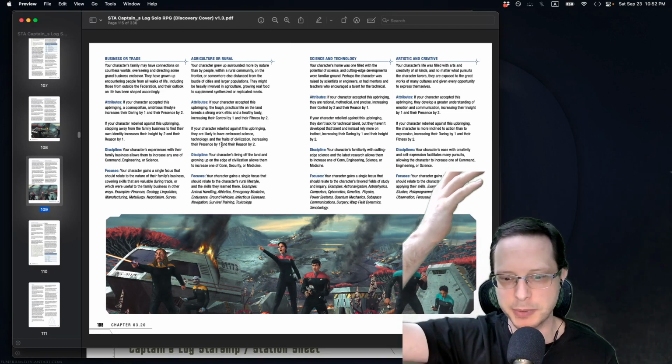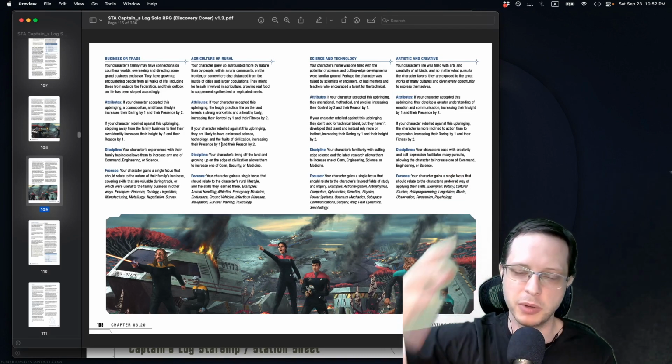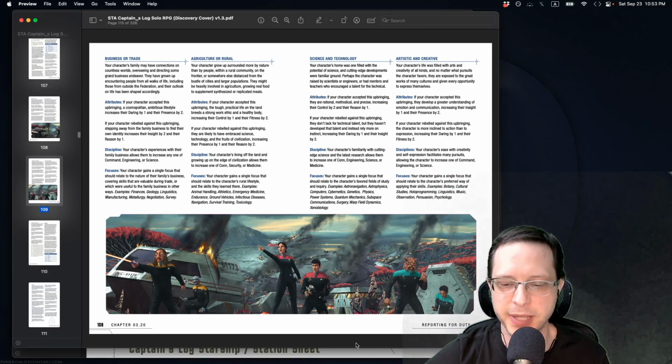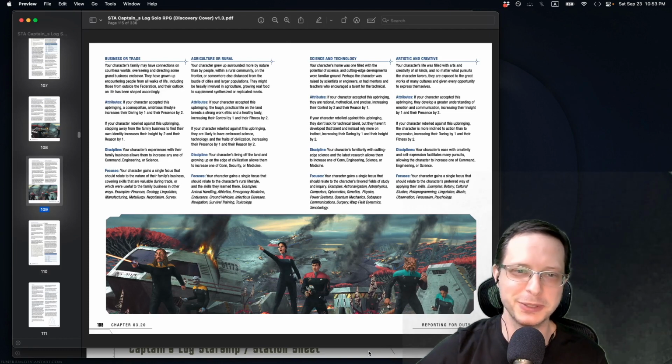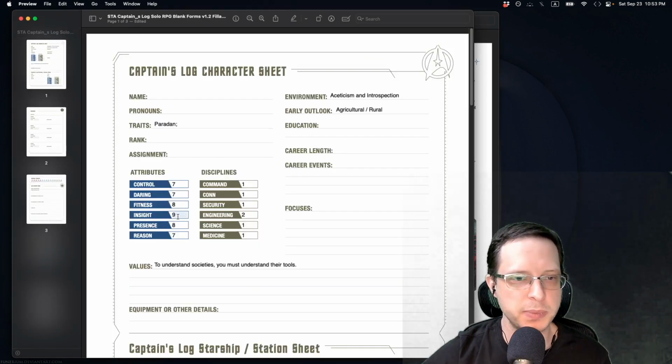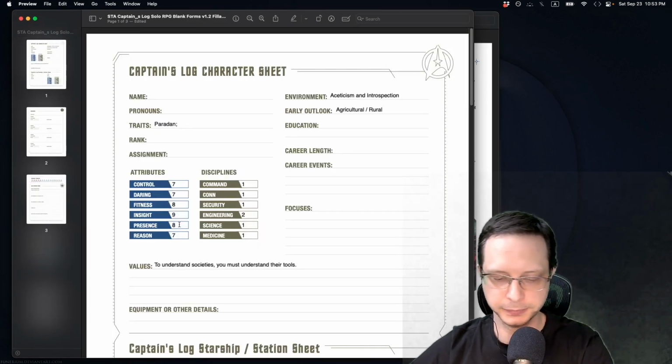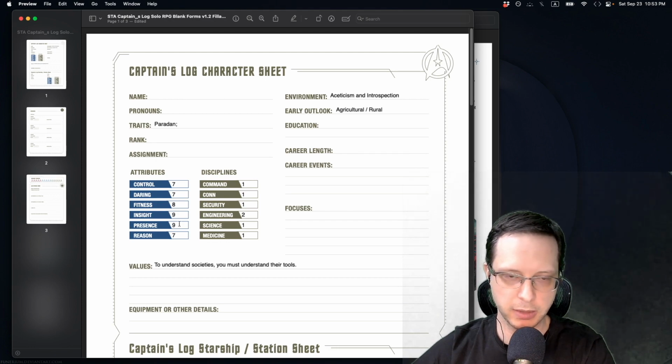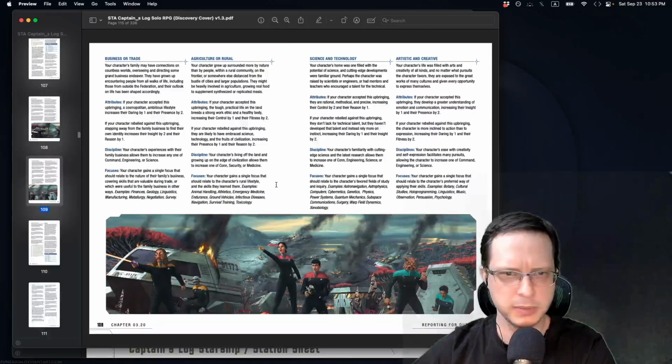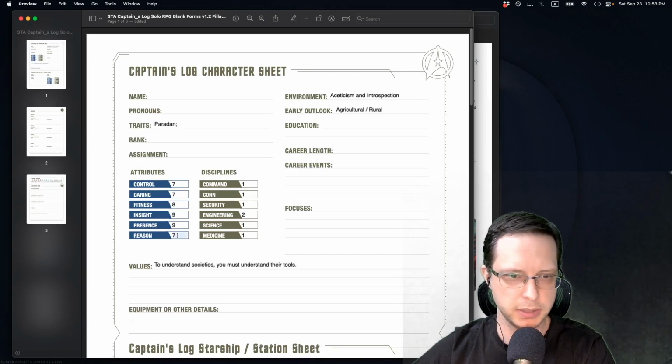Obviously, they're not being exposed to very much out in the countryside. They want to know more about other people's, other things, other tools that people are using. So yes, we'll be increasing our presence by 1. So that goes up to 9. And what was the other one? Reason, right? Reason needs to go up by 2. So that will also go up to 9.